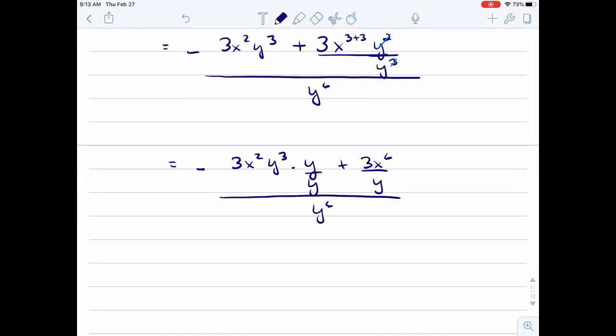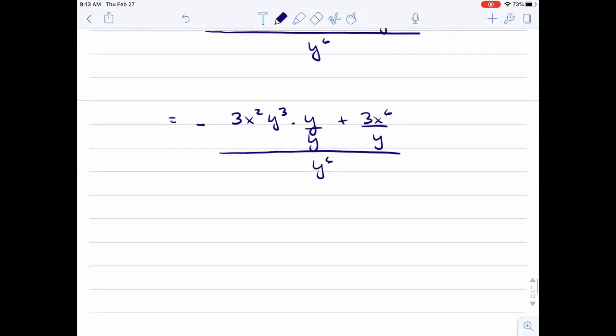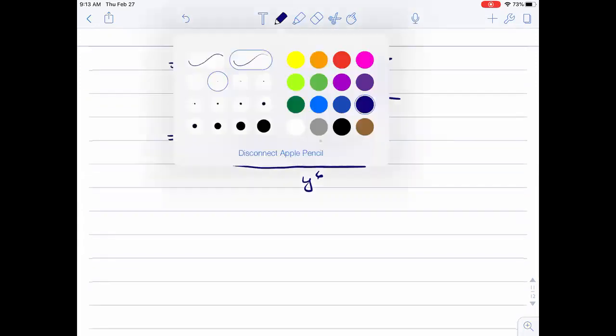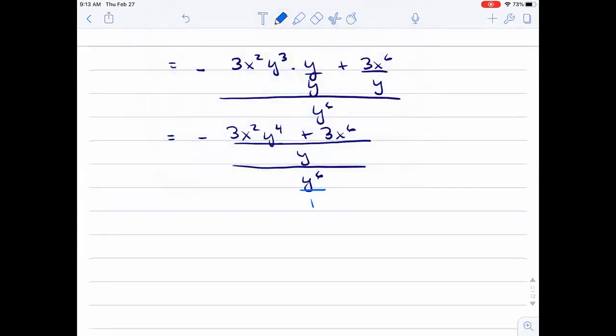I'm just simplifying here, nothing crazy. Minus 3x squared y to the fourth all over y. I'm going to just put it over the common y already, plus 3x to the sixth over y to the sixth. Technically, y to the sixth over 1. I've got a fraction over a fraction.